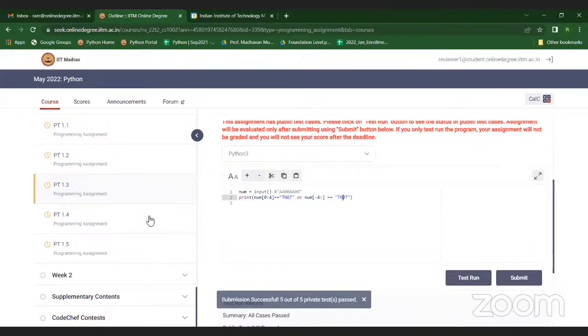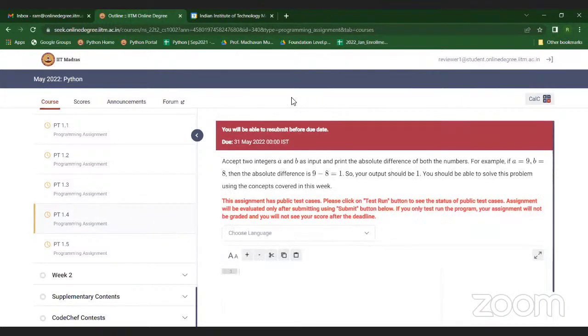Okay. I used and, so that's why I was confused over there. Yeah, you should not be using that. Both should be true, right? So then only we can use and. Okay, so try solving this PT 1.4.